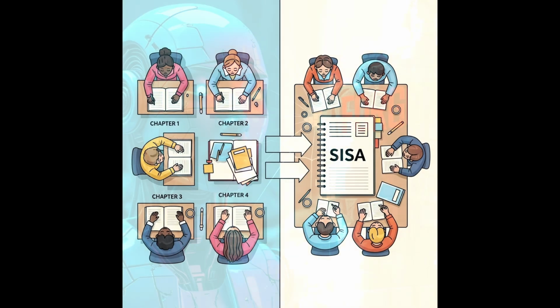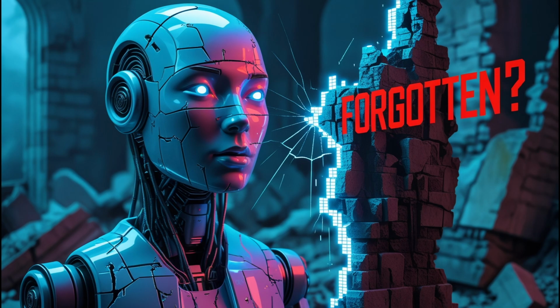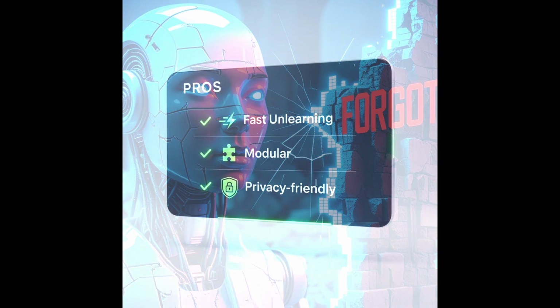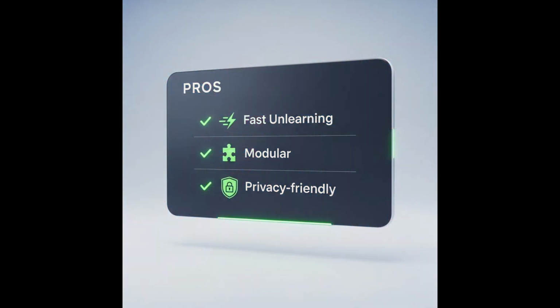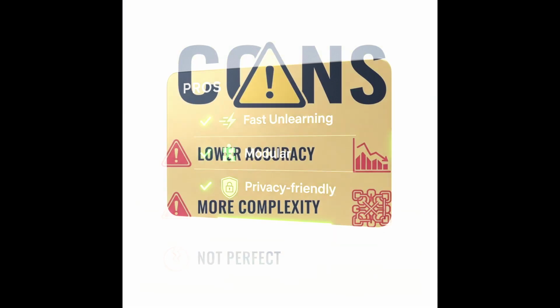Part 5. Pros and cons. Host. Okay, and what's the catch? Every superhero has weaknesses, right? Pros of SISA. Faster unlearning, no need to retrain the whole model. Modular. Easy to remove a shard and retrain only that. Great for privacy-sensitive apps like healthcare or finance.